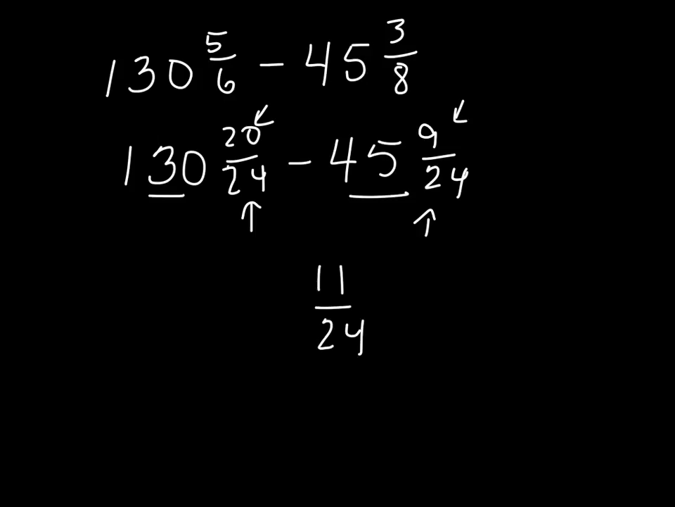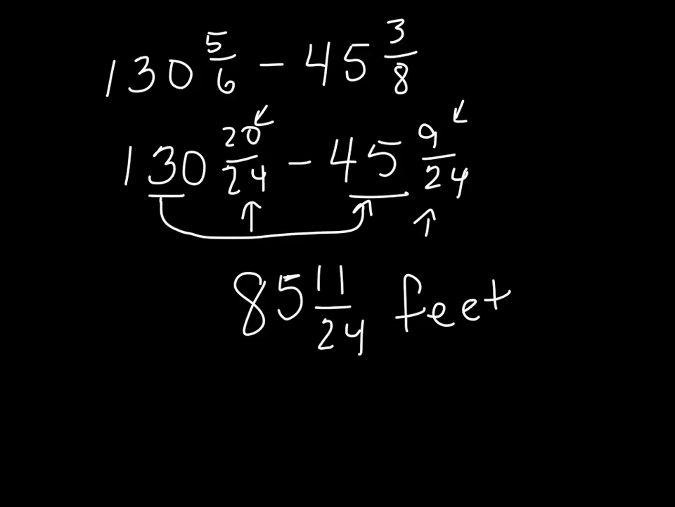So now I simply have 130 minus 45. The way I mentally do that is I think to myself, what's 130 minus 40? That gives me 90. And then I still have 5 more I need to take away, which gives me 85. And I know that this is an elevation in feet, so my final answer is 85 and 11 24ths feet.